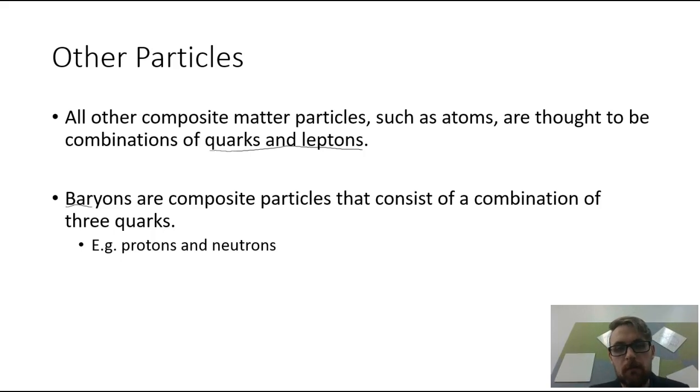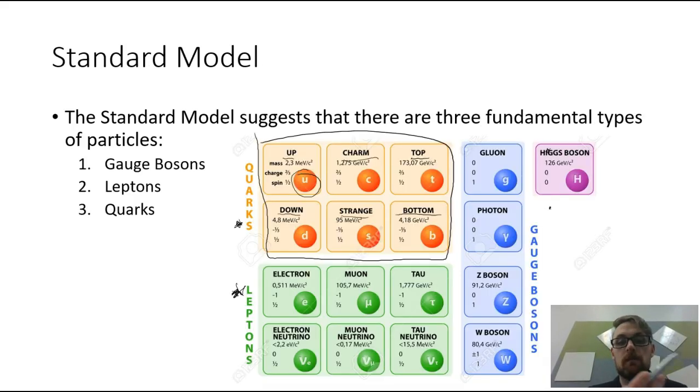Now here's another word, baryons. These are composite particles, and they consist of a combination of 3 quarks. So if you've got 3 quarks, we call that a baryon, and these things include protons and neutrons. So a question at this moment could be, what about electrons? If you were really clever, you would have seen that in our leptons, an electron is a lepton, which means it's not formed by quarks, it's its own individual fundamental particle.